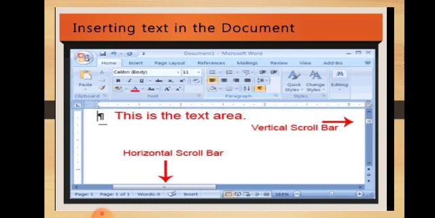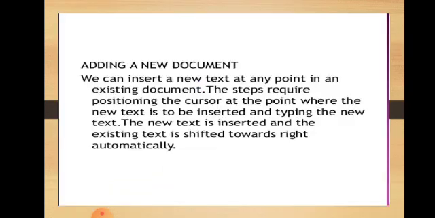Now, to insert text in a document, place the cursor at the right character wherever you want to insert the text and then start typing. You will find that the existing text present after the cursor will start shifting to the right side. Here in the text area, whatever the existing text is, if you want to insert something, it will start shifting towards the right side.